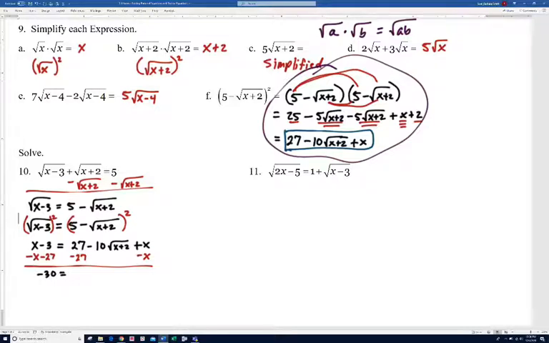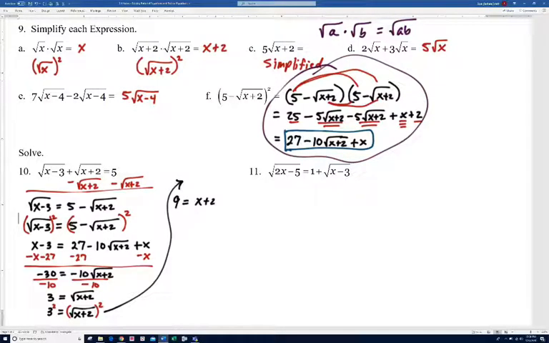We're going to get negative 30 is equal to negative 10 times the square root of x plus 2. Now since it's negative 10 times the square root of x plus 2, we can get rid of that negative 10 by dividing. And fortunately on the other side we get 3, which is quite a nice number. And so now we're ready to square both sides. We're going to get 9 is equal to x plus 2, which means x is 7.